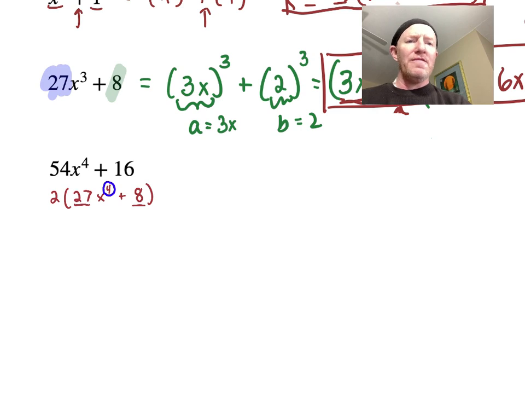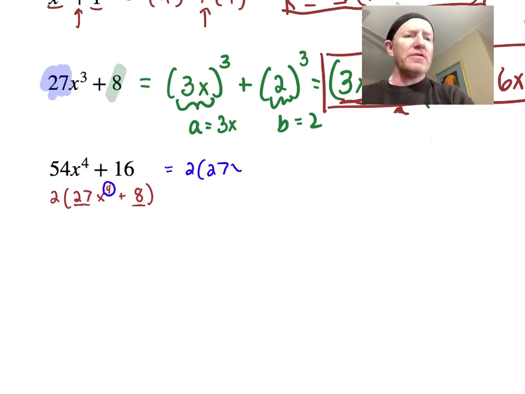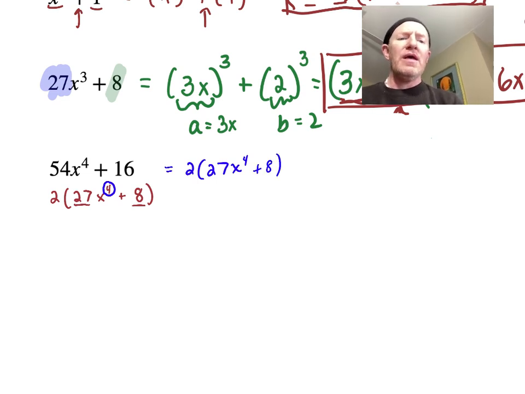I don't have any formulas for x to the 4th, so I can't use my sum of cubes, certainly not my difference of cubes or my difference of squares, because it doesn't have a minus sign. I can't do anything else with it. So we'd be done when we write just 2 times 27x to the 4th plus 8.